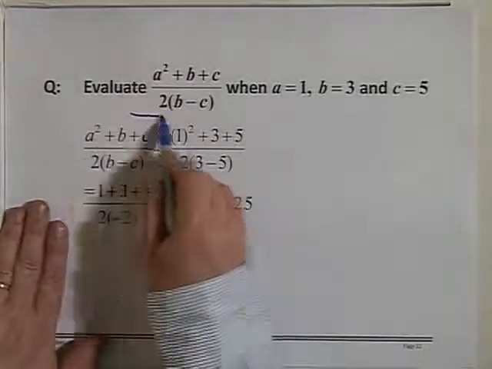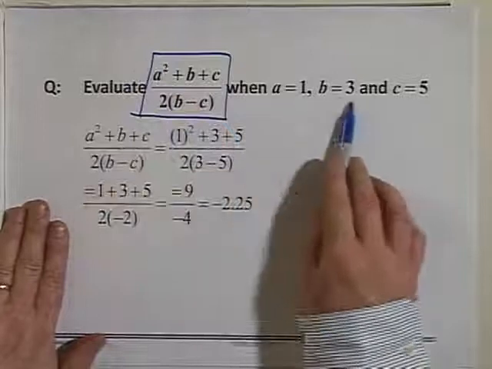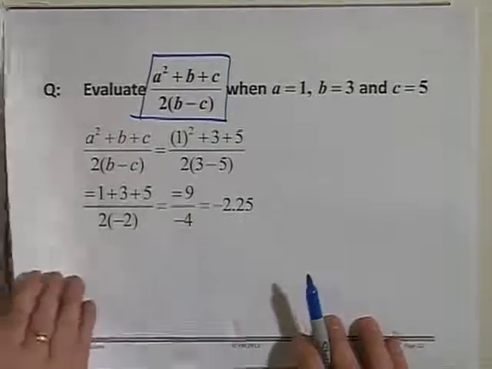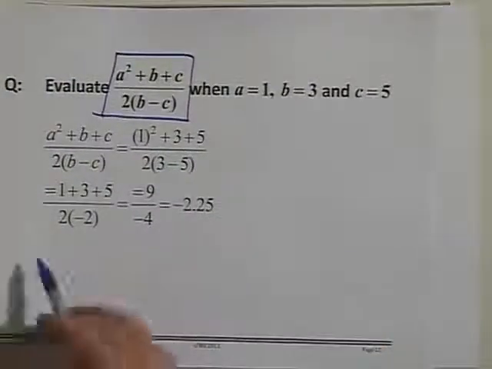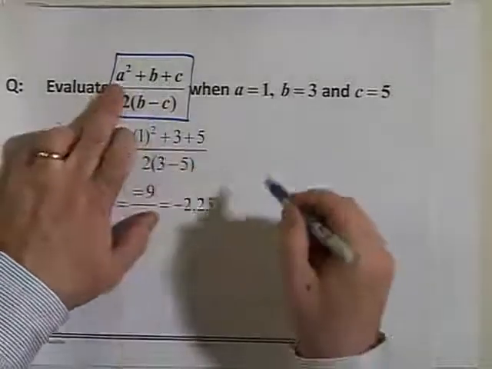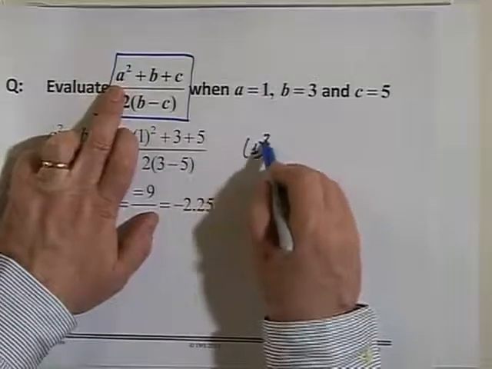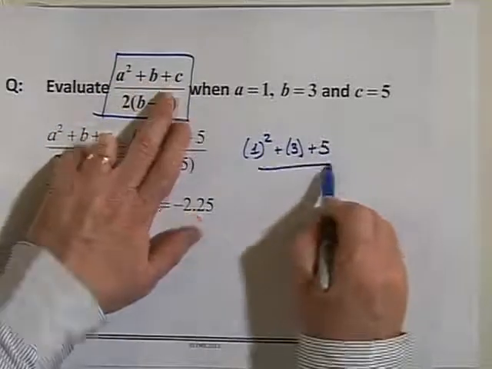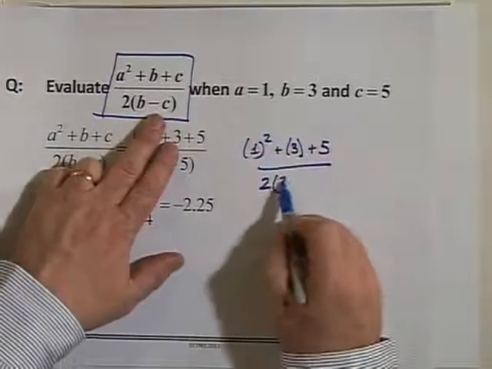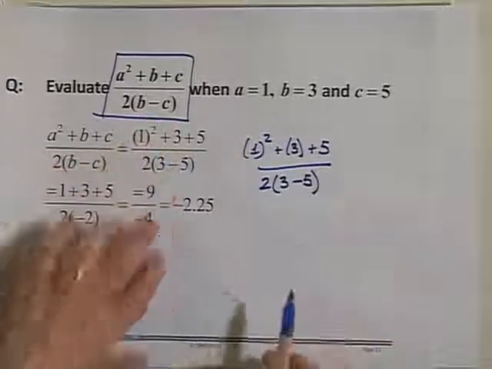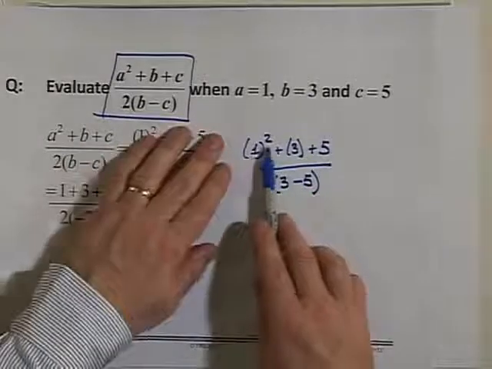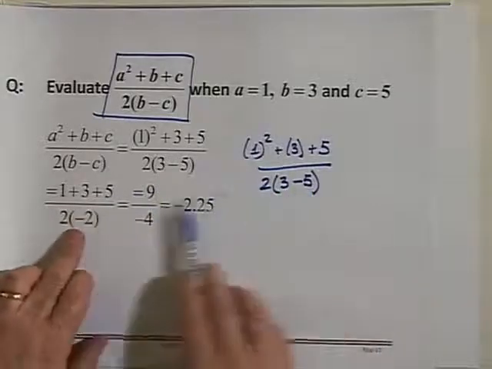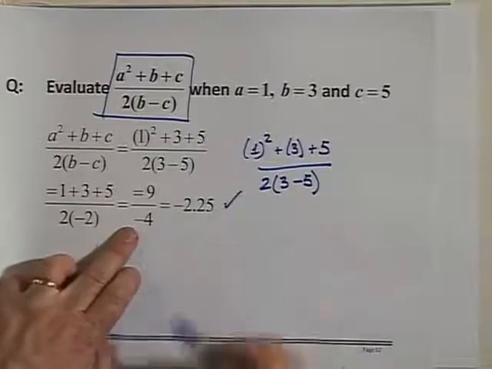Another question, evaluate this expression here, where A is 1, B is 3, and C is 5. Nothing new, really, to add here, other than the same BIMDAS or BOMDAS. We do it in that order. We plug in the numbers. A is 1, so that's 1 squared. The B, we do 3. The C, we do 5. On the bottom, 2. B is 3, and C is 5. And we take those step by step. 1 squared is 1, 3 is 3, 5 is 5. 3 minus 5 is minus 2. 2 times that minus 4, and we get our answer.